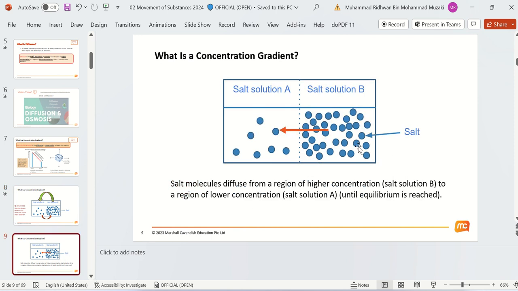So there is a net movement of particles from B to A, and it will continue to do so until the concentrations of A and B are equal. Suppose there are 20 particles in B and 10 particles in A. There will be a net movement of particles from B to A until both sides each have about 10 particles. Then equilibrium is reached, and no more net movement of particles will occur.